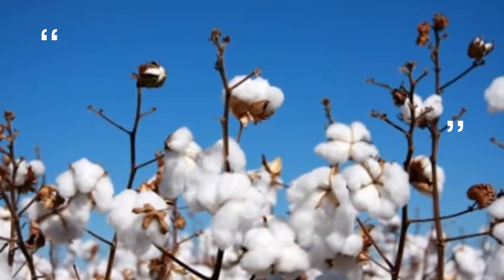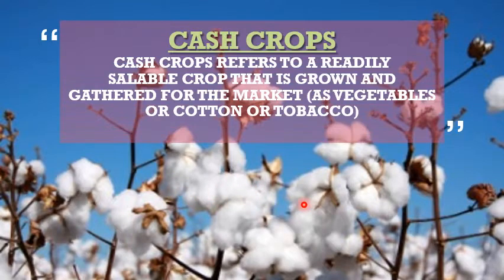But on the other hand, what is this? This is cotton. Can you eat cotton? Not at all. But still it is produced by plants. So there are crops which are called cash crops. It means we can earn money by selling them, but we cannot eat them. So cash crops refers to readily sellable crops that are grown and gathered for the market, for the economy, such as vegetables or cotton or tobacco.